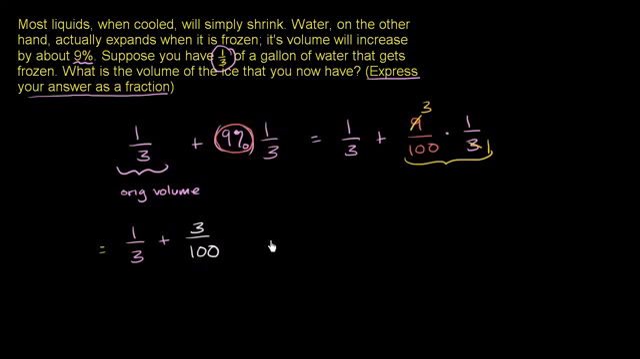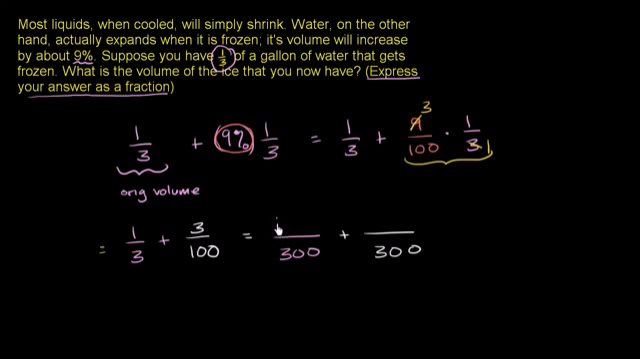So let's find a common denominator. The least common multiple of 3 and 100, and they share no common factor, so it's really just going to be the product of 3 and 100. The least common multiple is 300. So it's going to be something over 300 plus something over 300. Now, to go from 3 to 300 in the denominator, you multiply by 100, so you have to multiply the numerator by 100 as well.